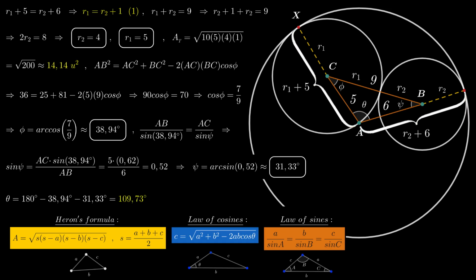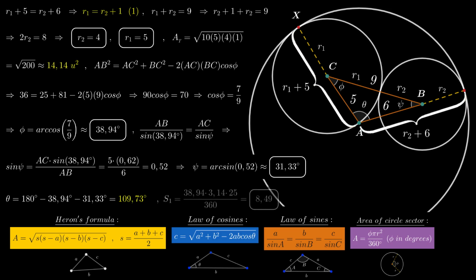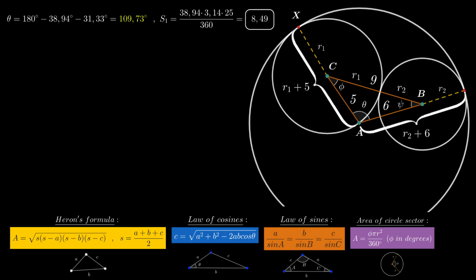So we found all these three angles. Next order of business is to find the area of these circle sectors here. The sector area of the bigger circle is phi times pi times r1 squared over 360. So we plug in our parameters and we get 38.94 times 3.14 times 25 over 360, which is 8.49. And the sector area of the smaller circle is 31.33 times 3.14 times 16 over 360, which is 4.37.